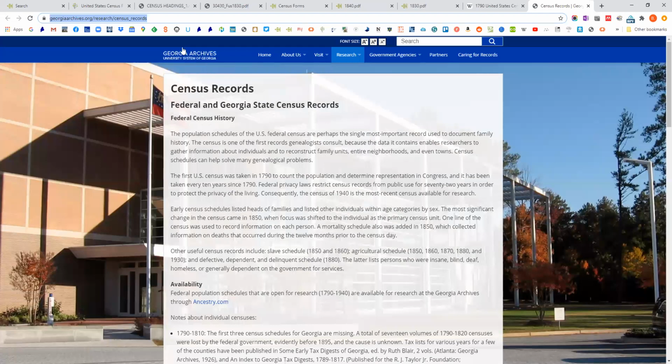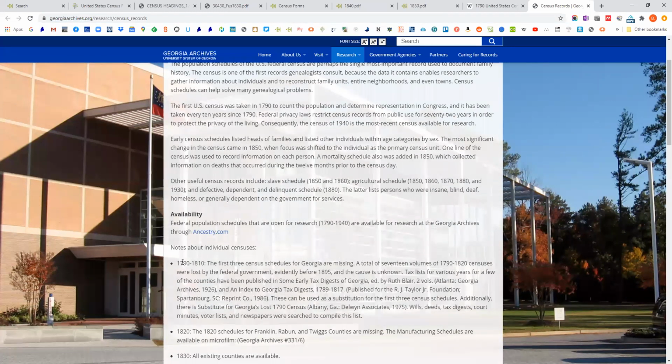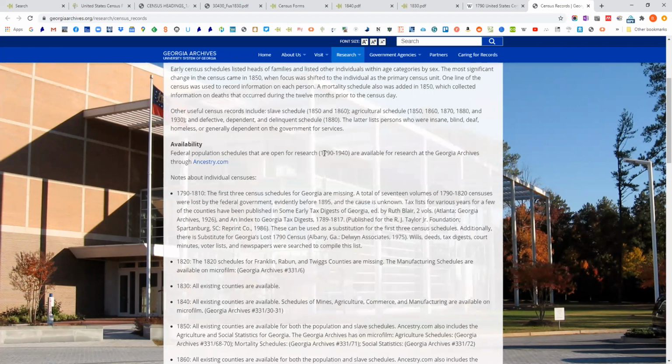So here's the Georgia Archives. They talk about what was lost. Here they have, these three are missing, and their tax lists. And so if you're looking at a state where there are lost censuses, I would double check, in addition to looking at what's available at the big genealogy websites like Ancestry and FamilySearch, I would also check out the state archives and see what they have for possible census substitutes.